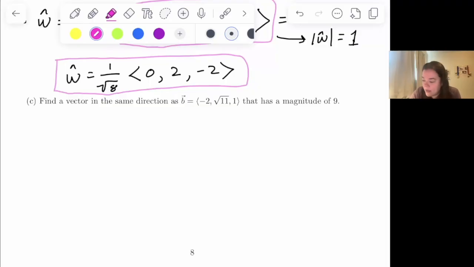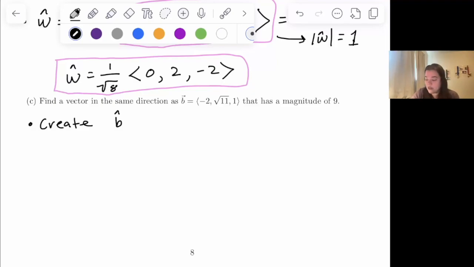So we want to take vector B. We want to create a vector that's in the same direction as vector B, but we want it to have length 9. One of the easiest ways to go about doing this, but I want to point out it's not the only way, there are lots of ways to answer this question, but one of the most common ways is to first create the unit vector for vector B.